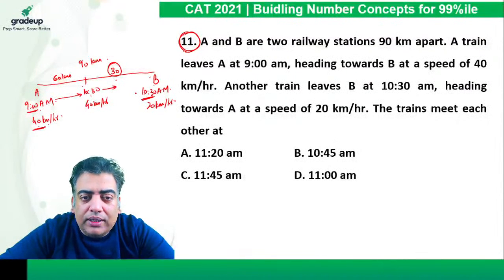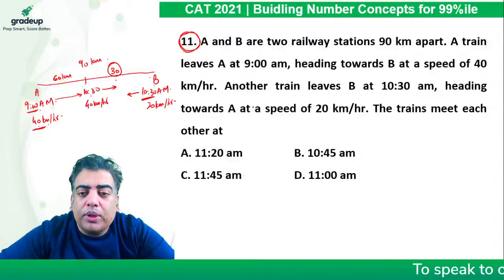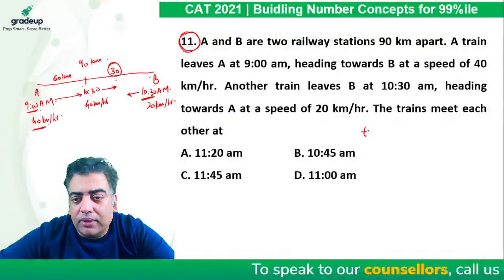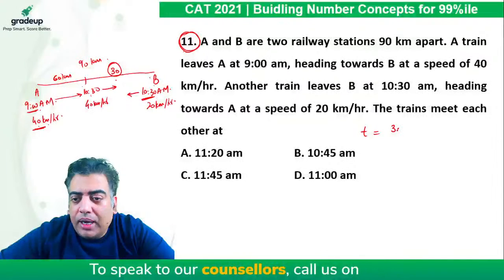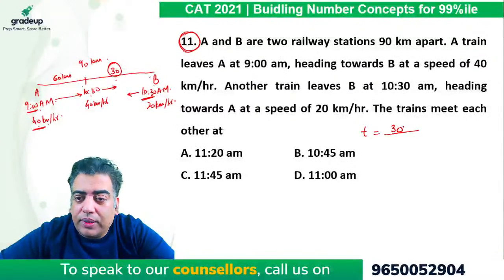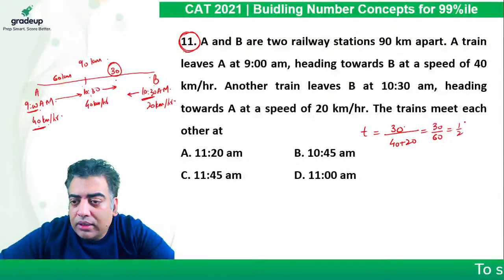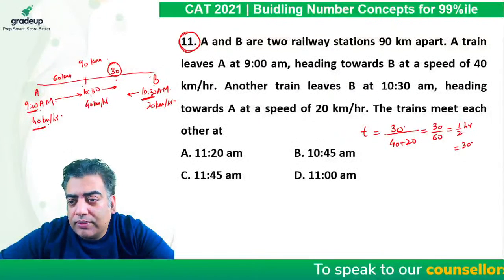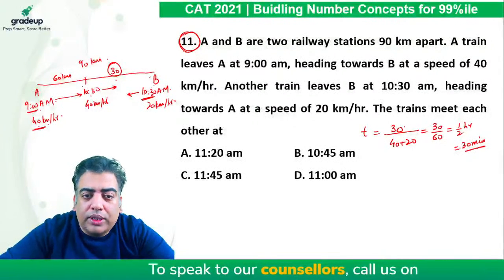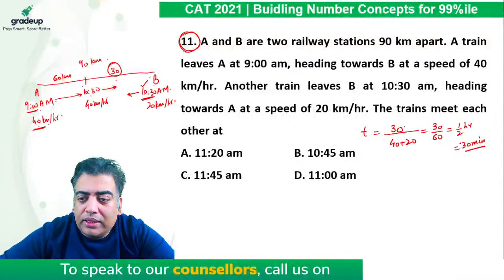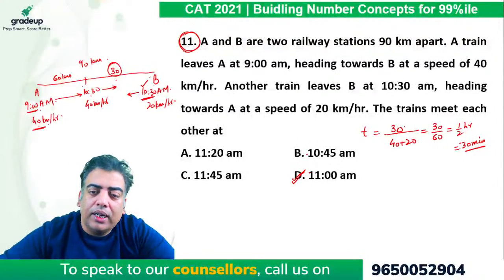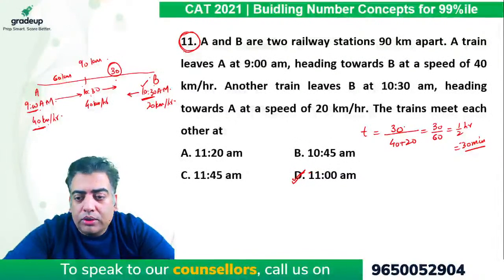Because both the trains are moving right now, the concept of relative speed comes into picture. So time taken by them after 10:30 to meet each other will be distance divided by relative speed, which comes out to be 30 upon 60, which is half an hour, equivalent to 30 minutes. So 10:30 के बाद 30 more minutes they will take, so we'll meet at 11 a.m. So guys, please check it out. I hope this is also clear to each one of you.